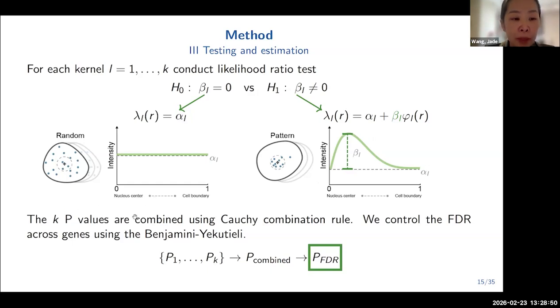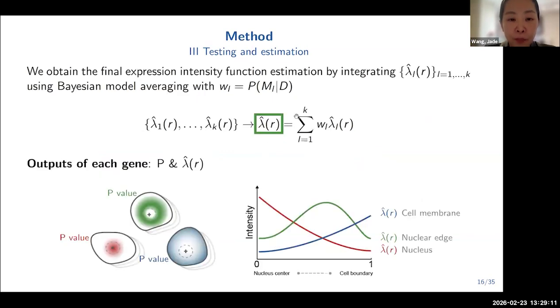Then we will have one p-value for each kernel function. We use the Cauchy combination to combine the p-values across kernel functions so that we have one single p-value for one gene. If we have multiple genes, we'll need to do FDR later for the multiple testing. So that's how the testing looks.